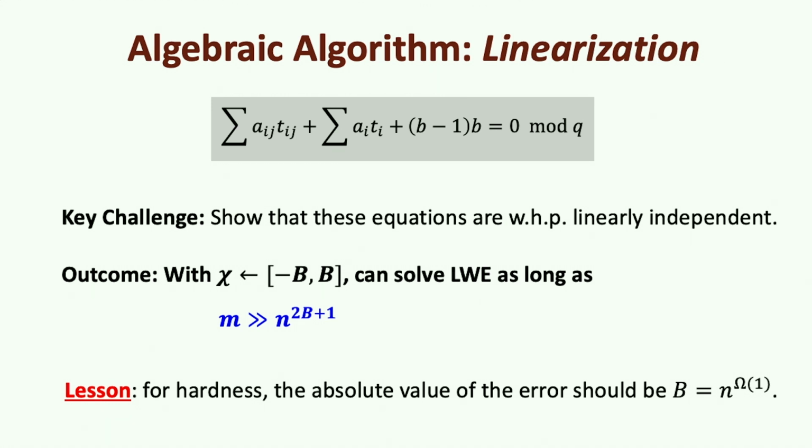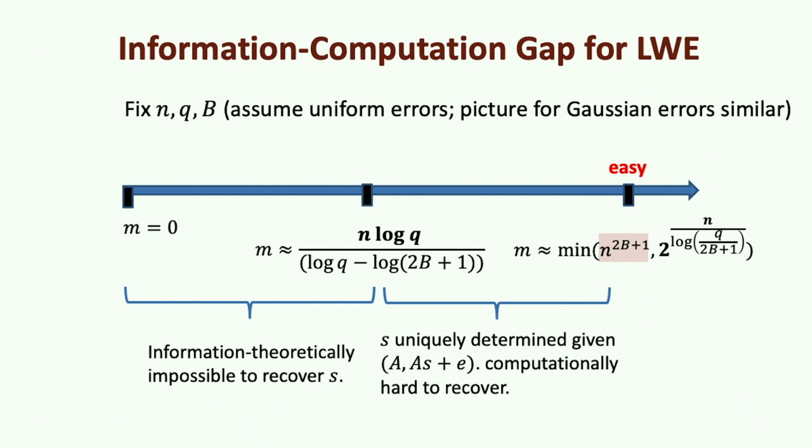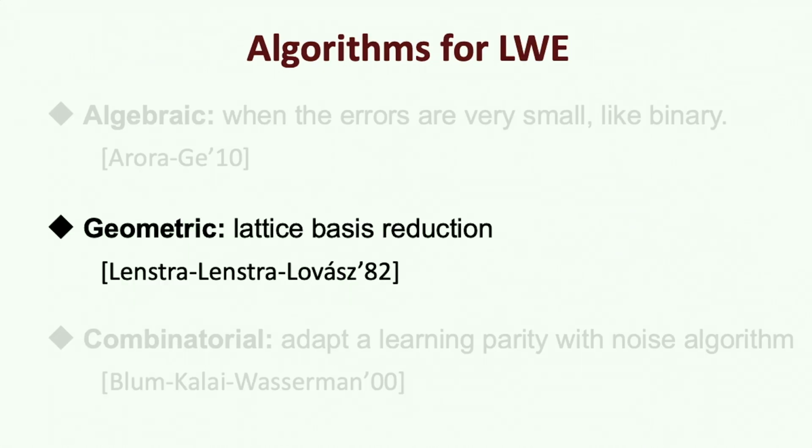Cool, all right? So again, the lesson is don't set the absolute magnitude of the error to be too small. That explains the n to the 2b plus 1 number in the easiness regime. When the number of equations m is bigger than n to the 2b plus 1, you get an algorithm. Okay, is that good? All right.